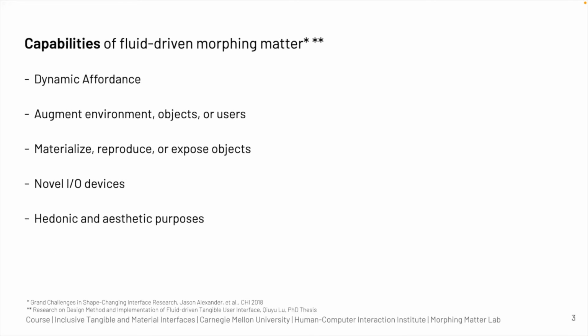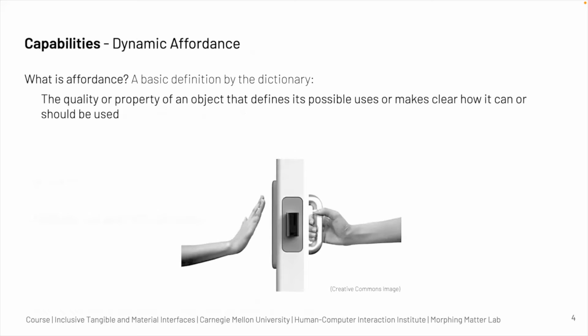So the first part is about the capabilities. I think after you understand these capabilities, maybe you will have a better sense of whether this kind of multimatter is a good choice when you want to design a specific scenario or application. And I will go through them one by one. So the first one is about dynamic affordance.